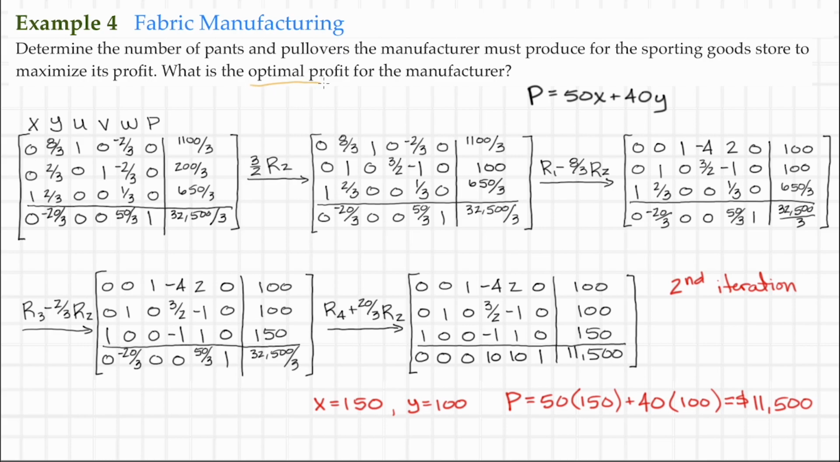So what is the optimal profit in order to maximize this for the manufacturer? If they make 150 pairs of jogging pants, 100 matching pullovers, the maximum profit will be $11,500. And that's it.